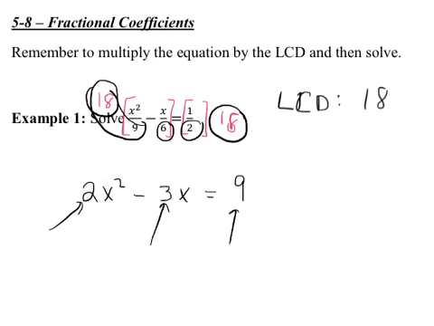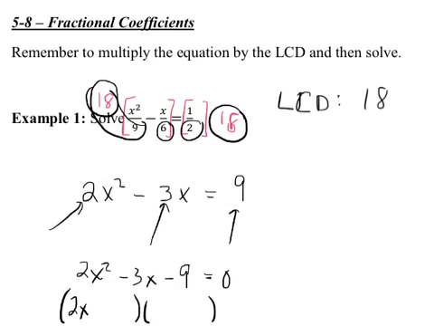Okay? What do we have left? 2x squared minus 3x minus 9 equals 0. We can factor this. What are the factors going to be for this? Definitely a 2x and an x. Good, Joe.